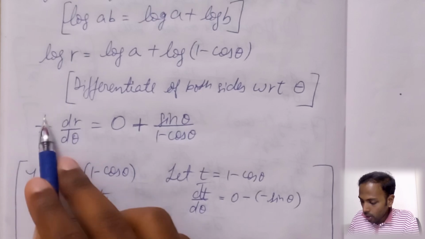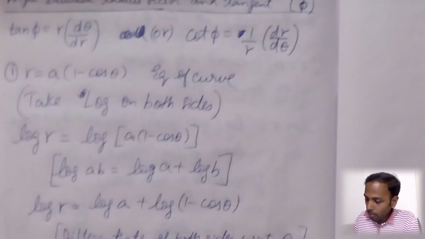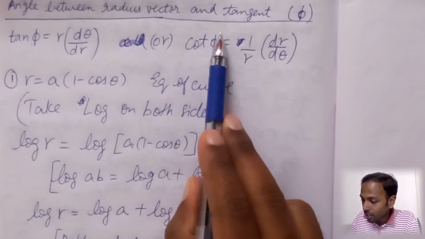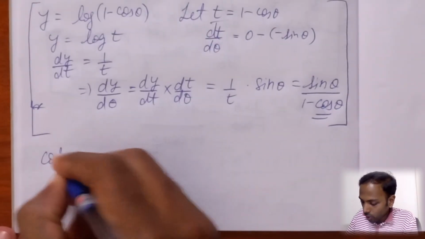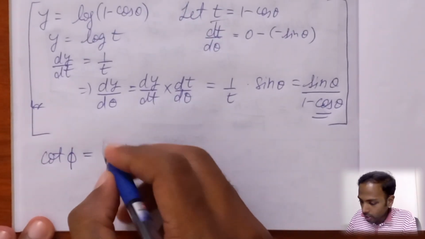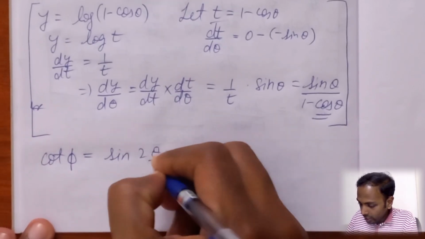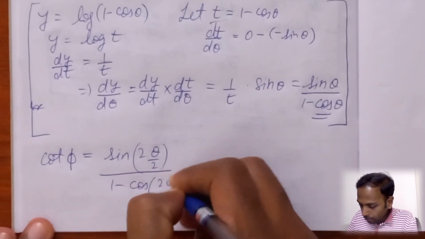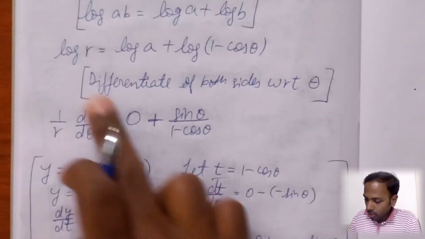So now if you observe here, now it is 1 by r into dr by d theta. Look at the formula that we have. 1 by r into dr by d theta is nothing but cot phi. So finally replace this with cot phi. So cot phi is equal to sine of 2 theta by 2 over 1 minus cos of 2 theta by 2. What did I do? Nothing but this one, no doubt about it.